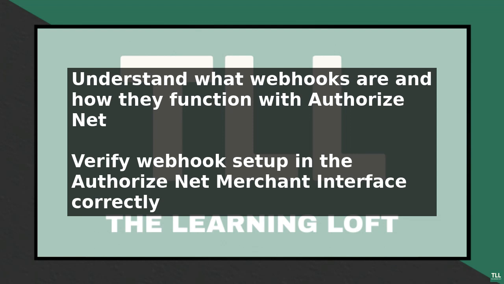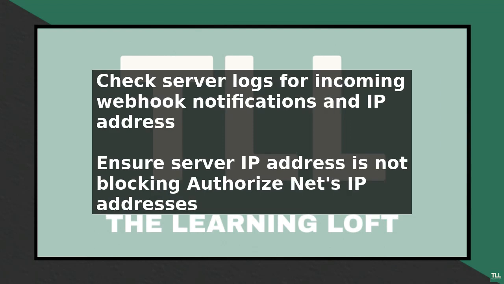Ensure that the webhook URL is correctly formatted and points to the endpoint on your server that handles incoming webhook notifications. Also, confirm that the events you want to receive notifications for are enabled. Next, check your server logs to see if the webhook notifications are being received. If the notifications are not being received, check your server's IP address and ensure it is not blocking Authorize Net's IP addresses. You can find the list of Authorize Net's IP addresses in their documentation.